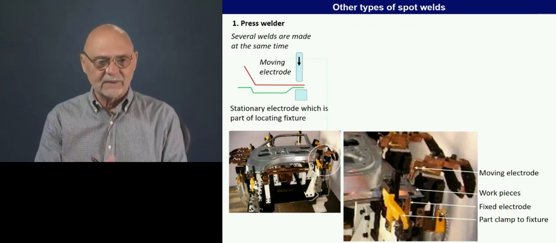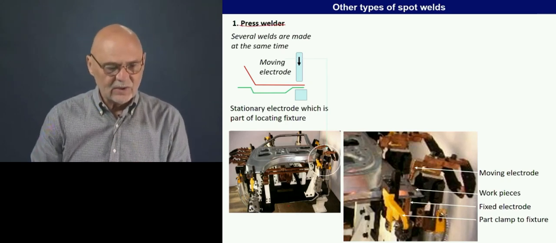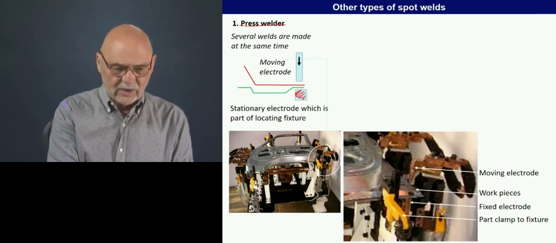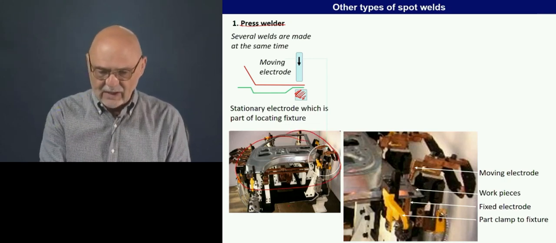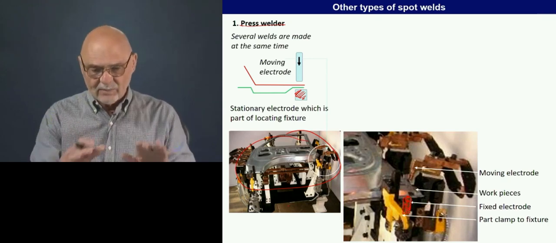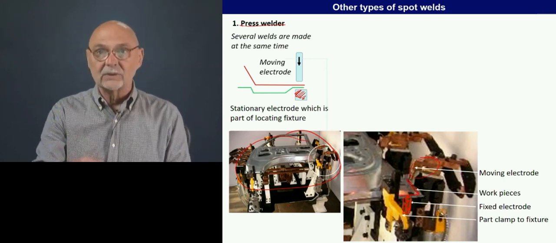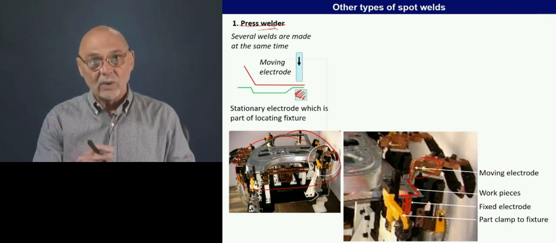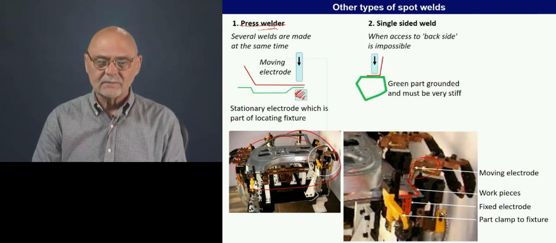So there's a few other types of welding. Here's a press welder. Here one of the electrodes is actually the fixture. If we look at this little picture here of two door frames being welded together, here we have a fixed electrode that's part of the fixture. It doesn't move up and down. The workpiece is put into this fixture, and then a moving electrode comes down and makes the weld. And in a press welder, generally there's several spot welds that are made simultaneously. The principles are all the same, though.